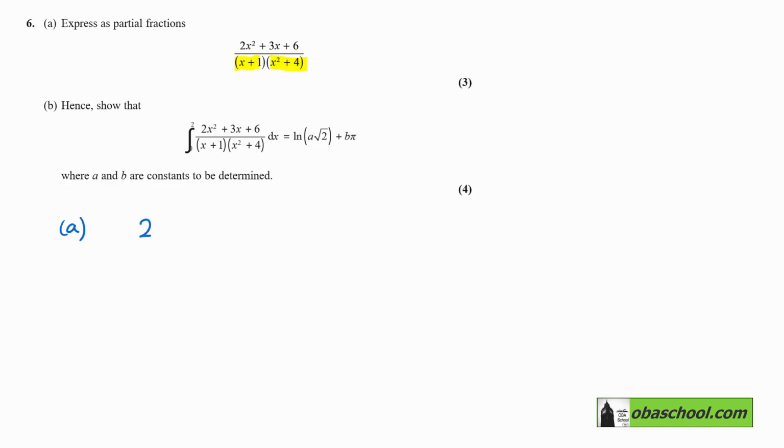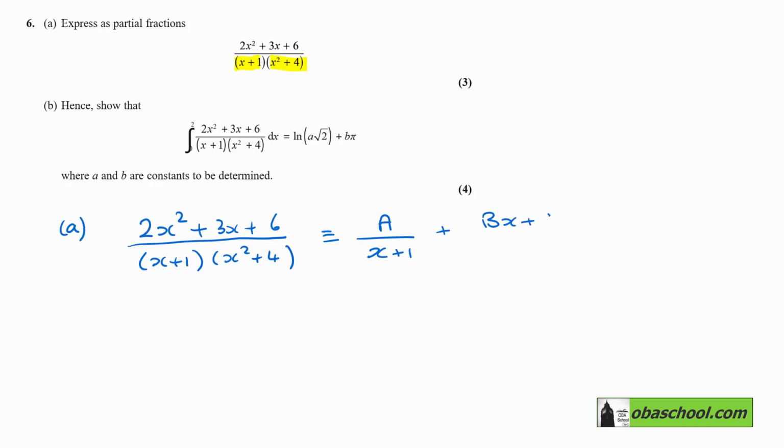So we have 2x squared plus 3x plus 6 over (x plus 1)(x squared plus 4), and that's going to be the same as using the correct form for the linear factor, A over x plus 1, and for the quadratic factor, Bx plus C over x squared plus 4.